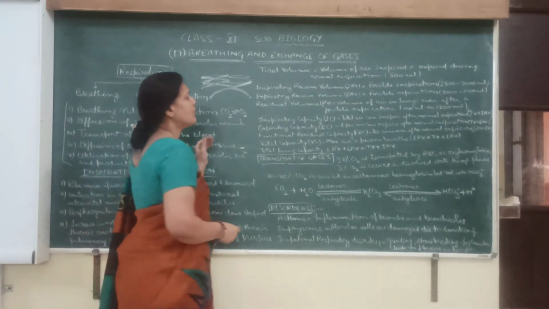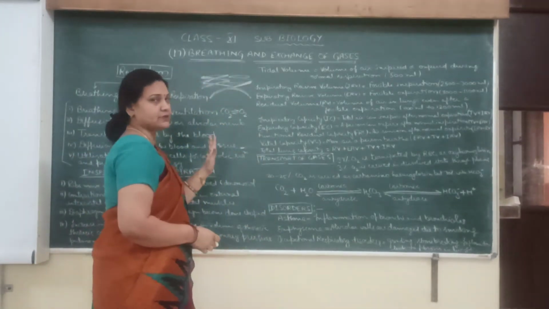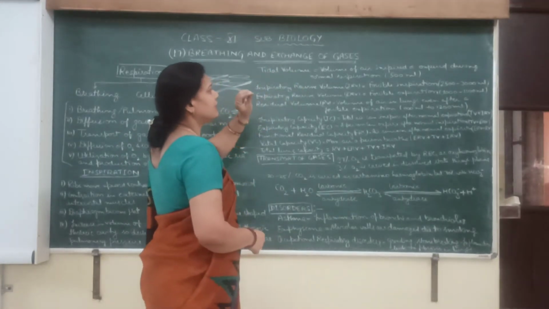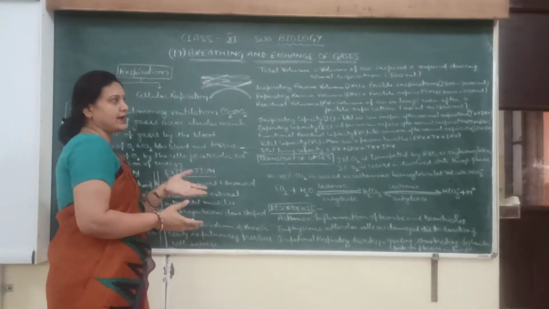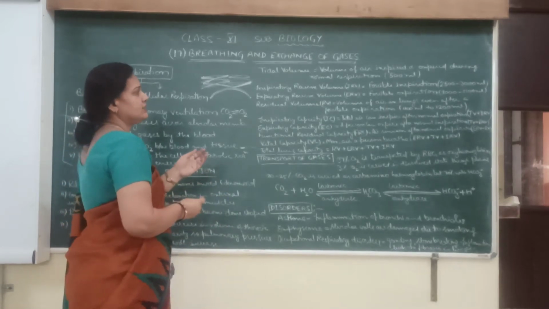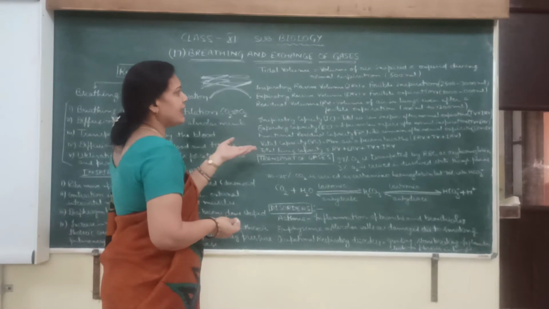Now we come to some volumes or respiratory capacities. The first is tidal volume. What is tidal volume? Tidal volume is the volume of air inspired or expired during normal respiration. Okay, and the limit is 500 ml.